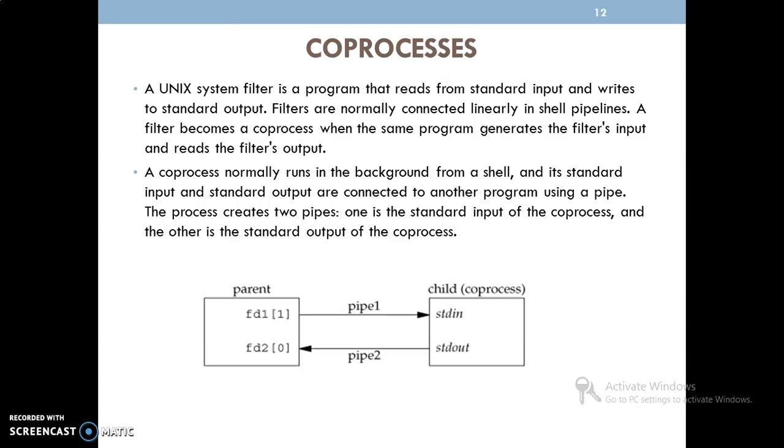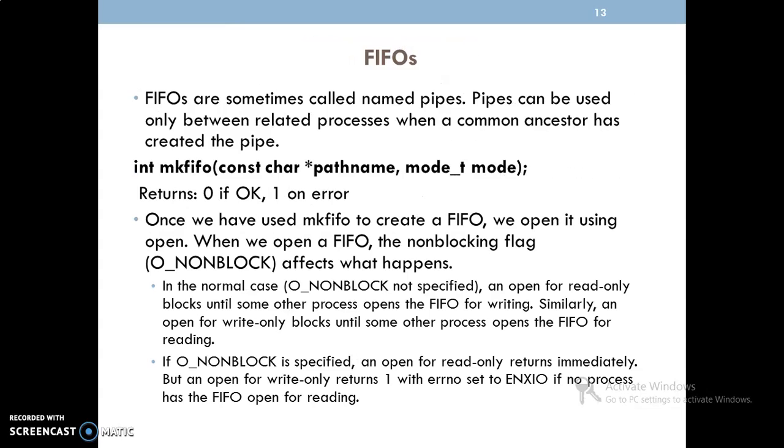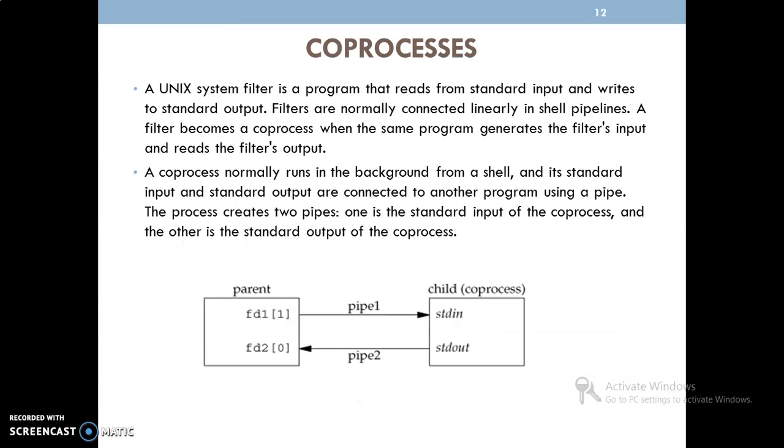The process creates two pipes: one for the standard input of the co-process and one for the standard output of the co-process. So what we need to understand about the co-process concept is that it is a kind of filter whose standard input and standard output are connected in the same program. This is the mechanism I call a co-process. Okay. We'll continue in the next video.